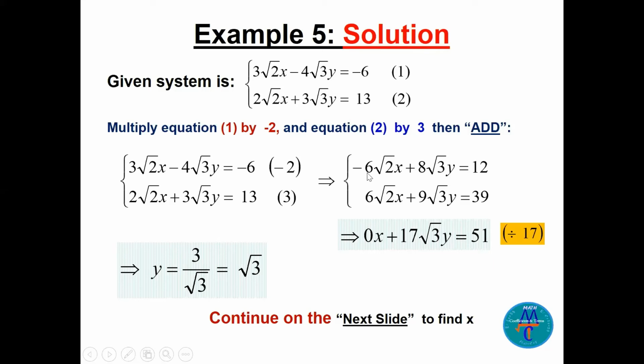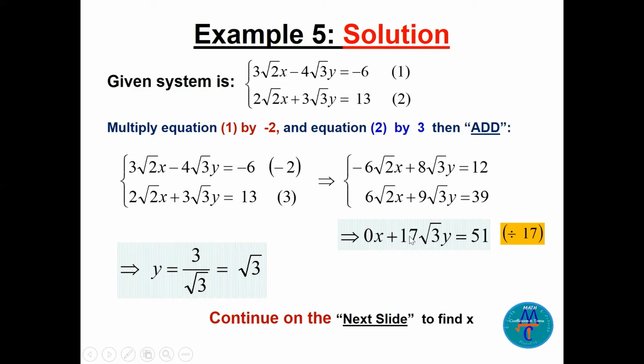Multiply with minus 2, so minus 6 square root of 2x plus 8 square root of 3y plus 12 on the other side. Second equation, multiply by only 3. So you have 6 square root of 2x plus 9 square root of 3y is equal to 39. Now we add the equations. See, the same idea, but here we have more radicals. So this one 0x and this is 17 square root of 3y is equal to 51.